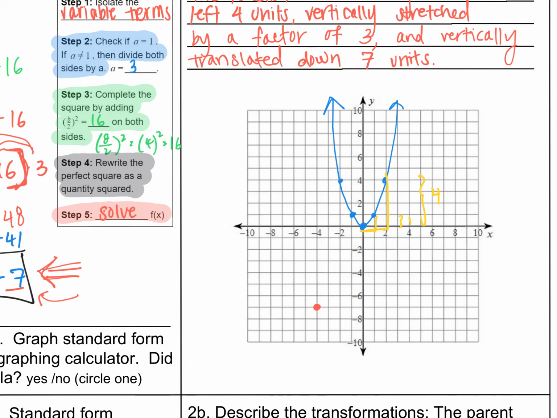But for my transformed graph, there's a vertical stretch by a factor of 3. So instead of going up 1 to here, I'm going to go 1 times 3 is 3. So I'm going to go up 3. 1, 2, 3. Instead of going up 4, I'm going to go up 4 times 3. 4 times 3 is 12. So 4, 5, 6, 7, 8, 9, 10, 11, 12, and I end up here. So my key points for my transformed graph are these points, and then I can reflect them over because parabolas are symmetric. And there is my transformed graph.